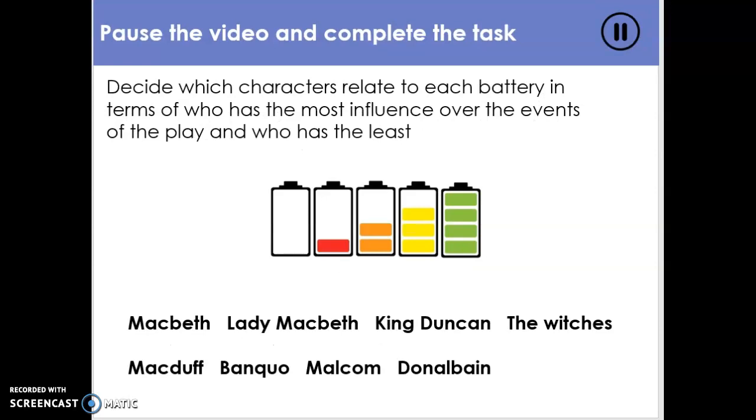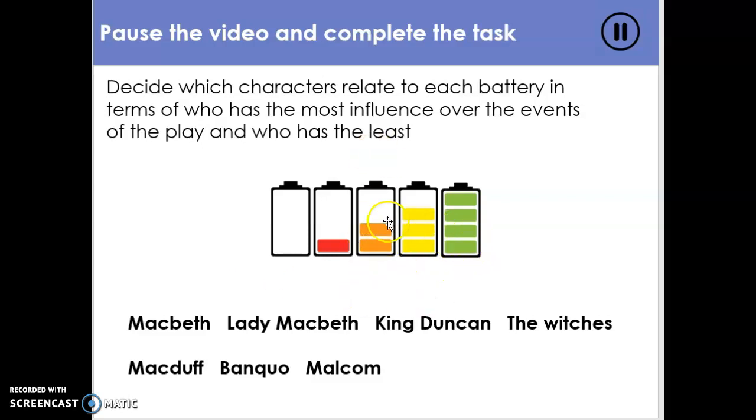Okay, before we look at some answers, I'd like you to now do the same task, but with a slightly different focus. Again, I'd like you to rank the characters, but this time not in terms of their status within the social hierarchy, but in terms of their influence over the events of the play. So if you think a character has a lot of influence over the events of the play, i.e. the things that happen in the play, then you would put them on the green battery here.